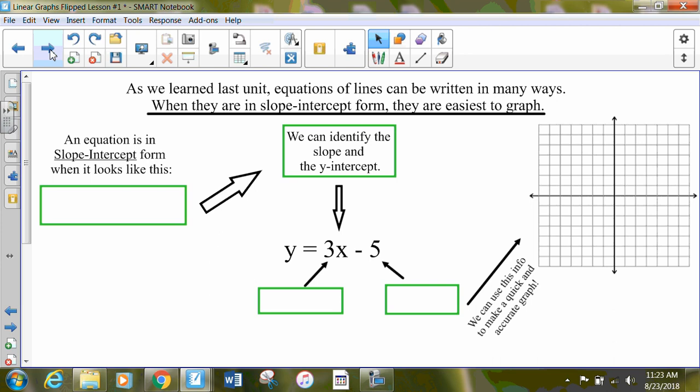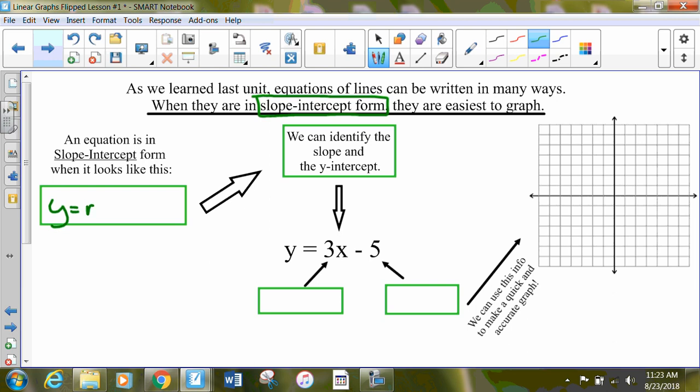So when an equation is in slope-intercept form, we talked about that last unit just for a second. When it's in that form, there's a really easy way to graph it. So what does slope-intercept form look like? It looks like y equals mx plus b. You're like, wait a minute, why are we having an m and why are we having a b? We actually don't see the m and we don't see the b. You'll see a number here and you'll see a number here.